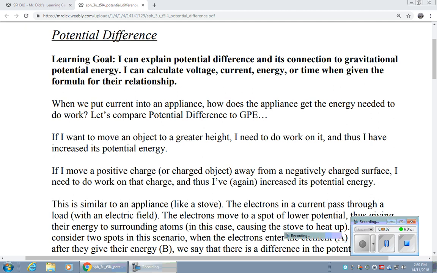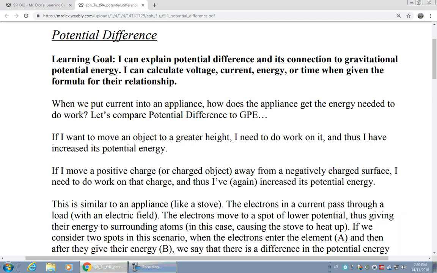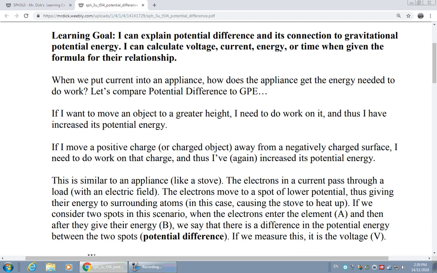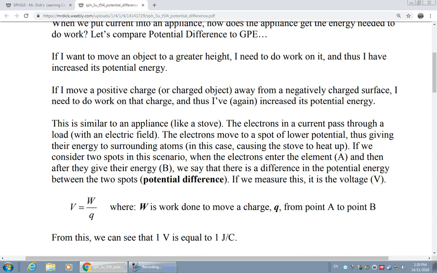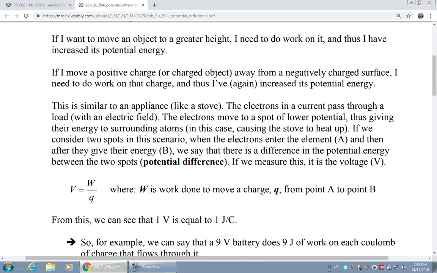Potential difference is just the technical term for voltage. And to try and really understand what voltage or potential difference is telling us, it's useful if we start with an analogy to what we know about gravitational potential energy. So for example, if I move an object to a greater height, I needed to do some work on it. And when I do that work on it, I end up increasing its potential energy by exactly the same amount of the work that I've done.